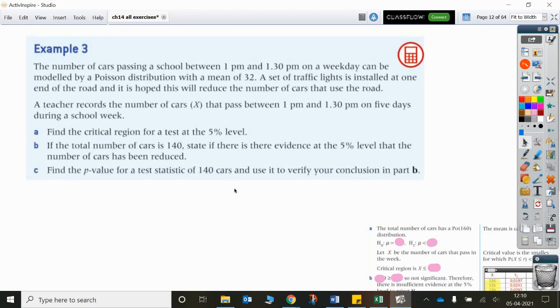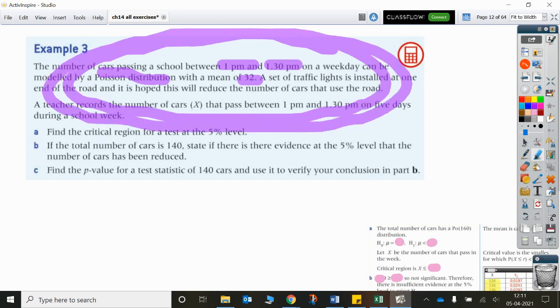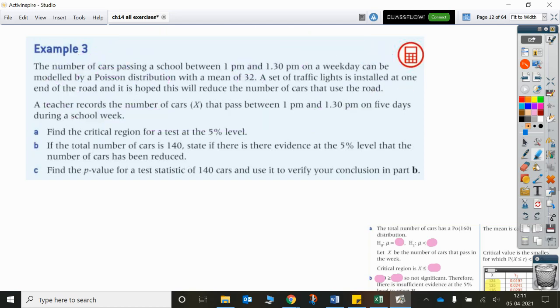It says the number of cars passing a school between 1 p.m. and 1:30 p.m. on a weekday can be modeled by a Poisson distribution with a mean of 32. So we already have some existing research that says that this is true. This is the null hypothesis. Then something's changed and we're collecting more information and we need to check whether or not things have changed really. It says a set of traffic lights is installed at one end of the road and it is hoped that this will reduce the number of cars that use this road.